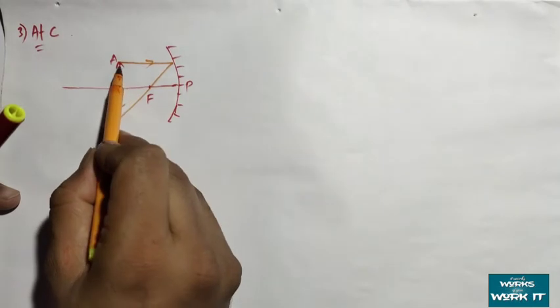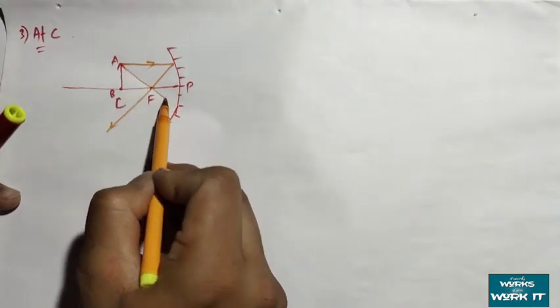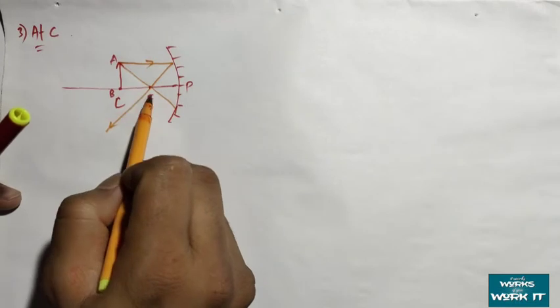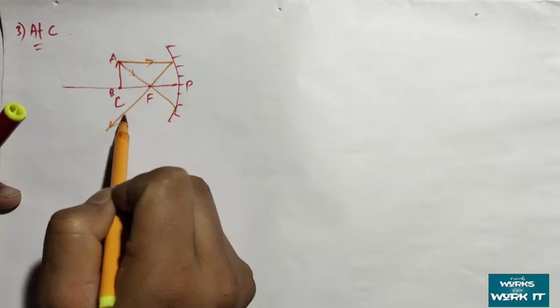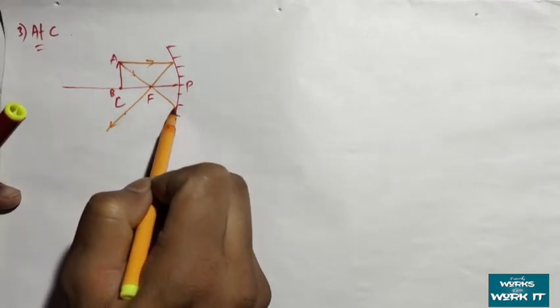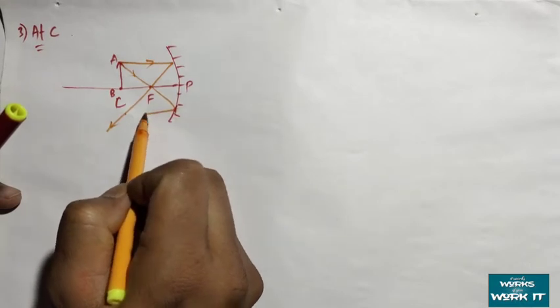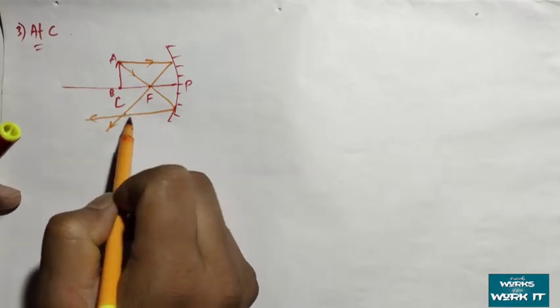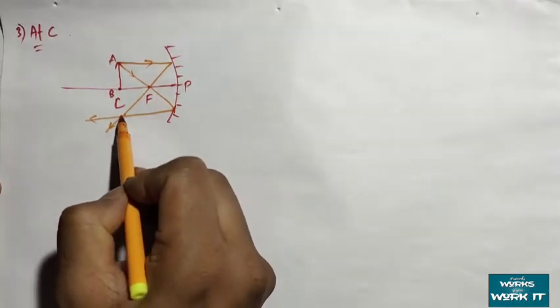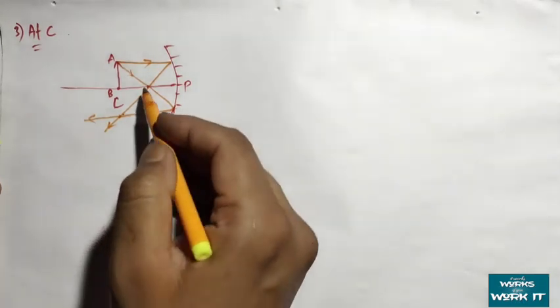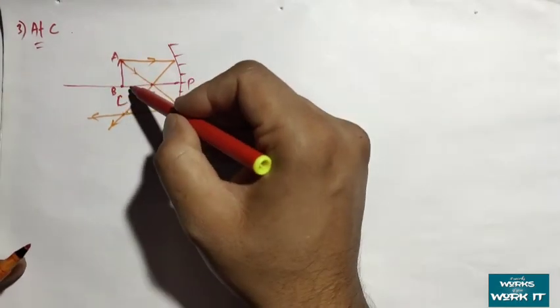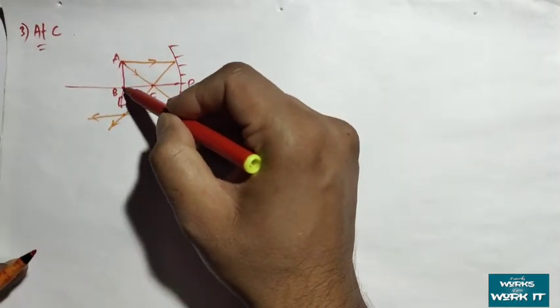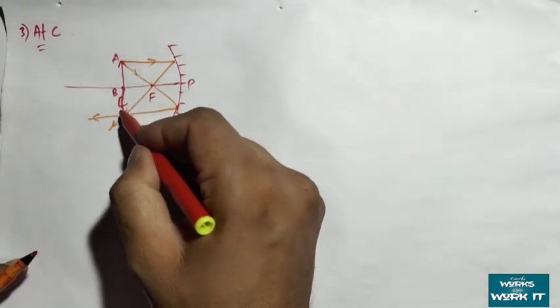And for the next rule, what is the nearby point in front of the object? That is F. So we can draw the light ray from here, and after reflection it will be parallel to the principal axis. Okay, so here is the intersection point between the reflected rays. So this one will give us the image. Okay, this is the image.